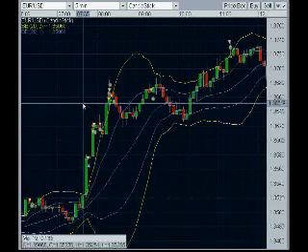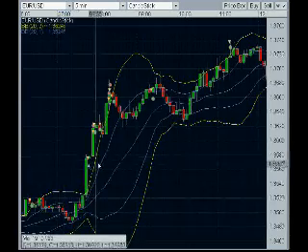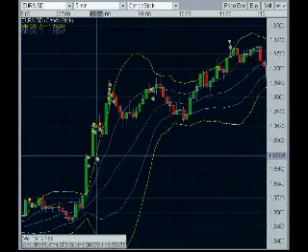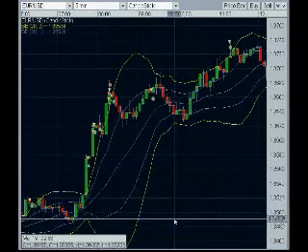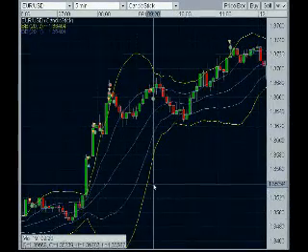Let me review the rules of the strategy for those of you who are new. On a 5-minute chart, when we have two candles that are above the 2 standard deviation Bollinger Band, like right here, we would get short, or conversely, if we get two of them below, completed candles, below the 2 standard deviation band, we would get long, with a couple of exceptions.